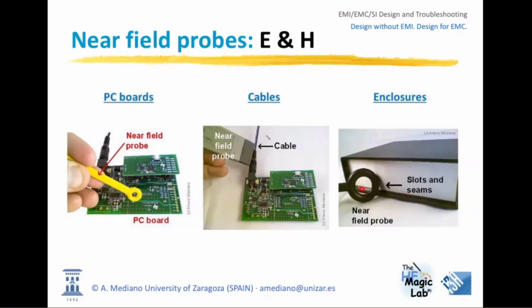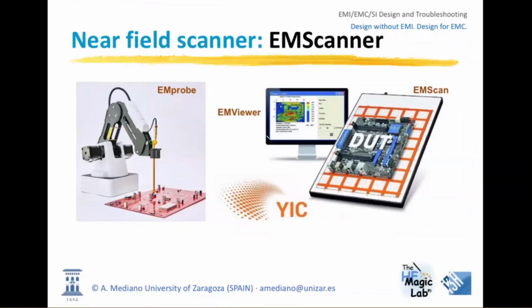What is the possibility to use this kind of probes or the scanner for debugging? The idea is that in the EM probe, you have the possibility to use one of these handheld probes in this robot with one arm that is able to move around the PCB. And this is especially useful when the product has different heights and is not a flat design.